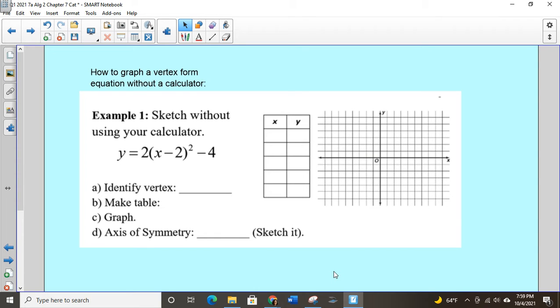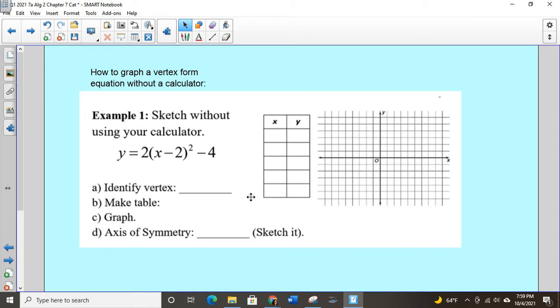The idea here is that we're looking at an equation that's in vertex form and we're drawing the graph of it. So if you studied Algebra 2 with me in the spring, we did some work with this, but we're going to take this from this method right here and give it a go.